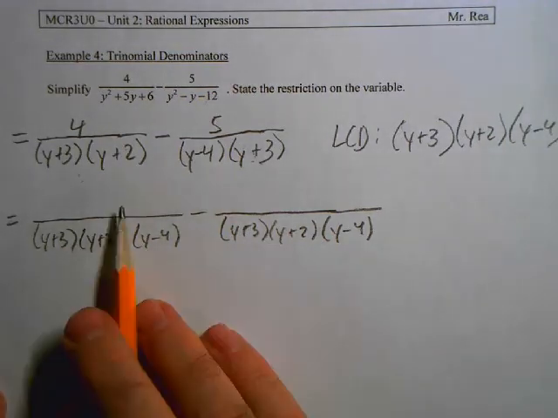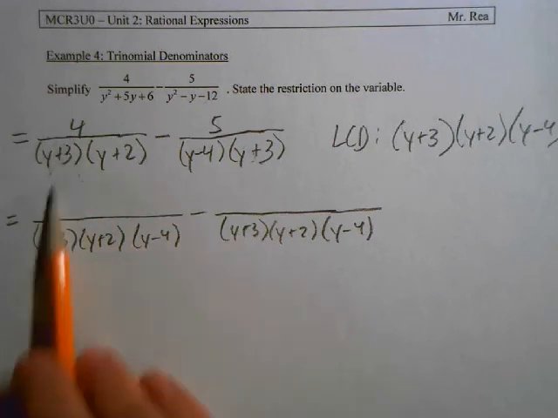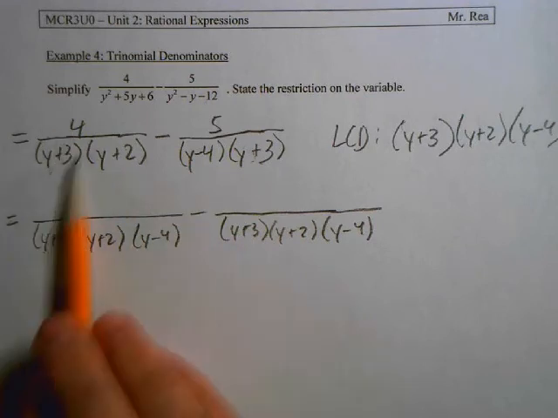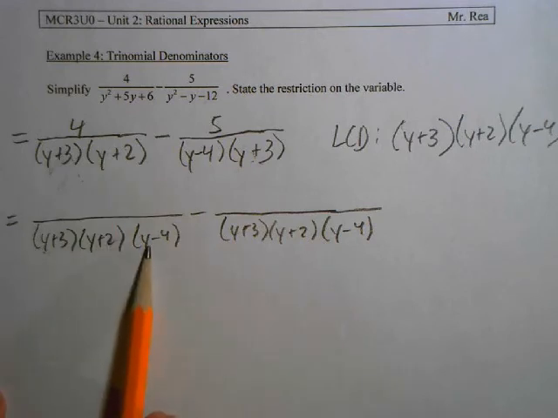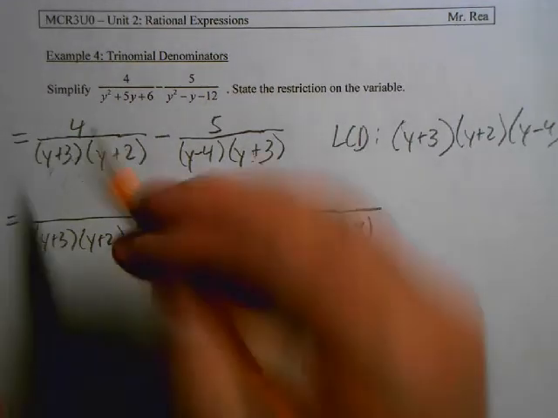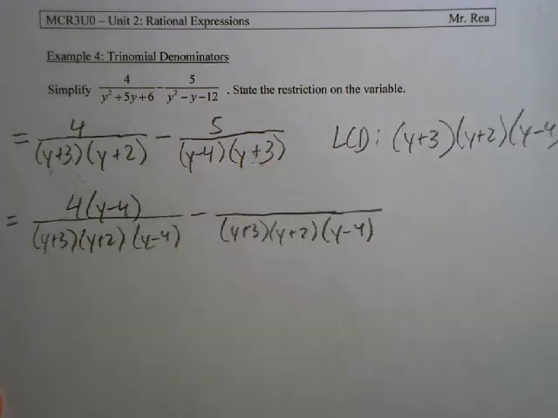Okay, and now building, we know that's what we're going to have on the bottom. Well, what are we going to have on the top? So we look at each one separately. We go, okay, so in order for me to go from here to here on the denominator, I needed to multiply by y minus 4. So since I multiplied the denominator by y minus 4, I have to do the same for the numerator. So that's what we do.